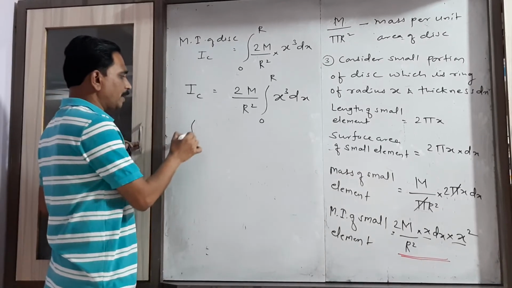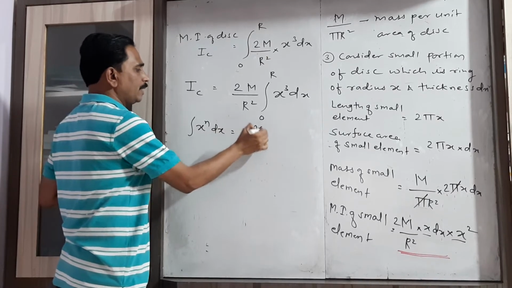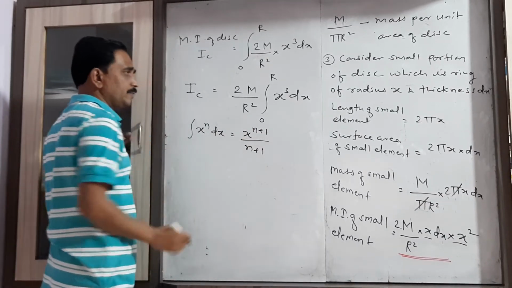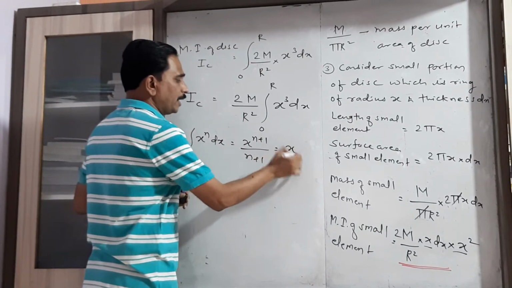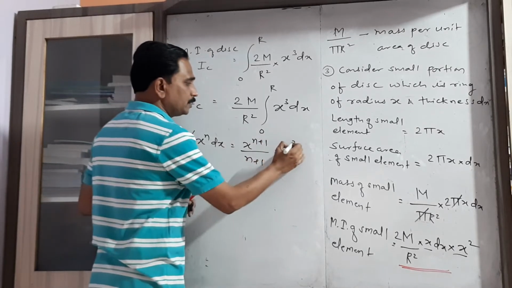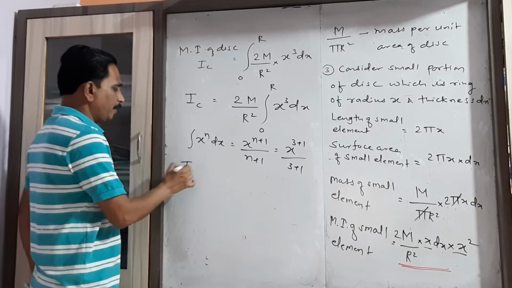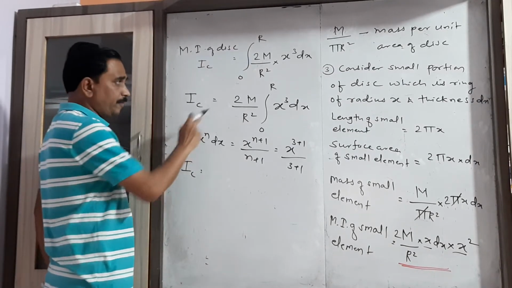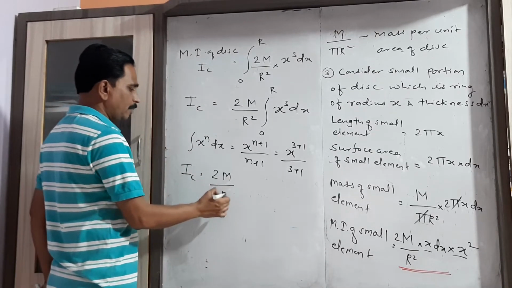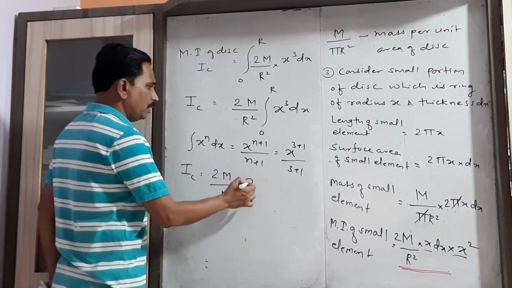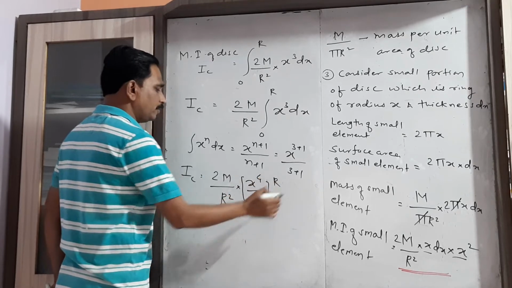Now we have to use this formula, integration of x to the power n dx equal to x to the power n plus 1 upon n plus 1. Here what is the power of x? That is the 3. So that's why you have to take instead of n, that is 3 plus 1 upon 3 plus 1. That's why I write here moment of inertia of a disk about an axis passing through the center twice m upon r square into x to the power 4 upon 4 and to the limit from 0 to r.